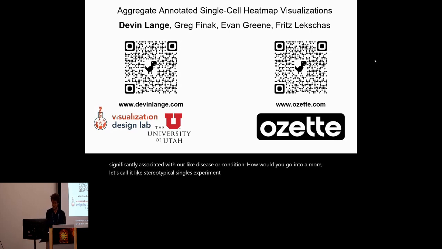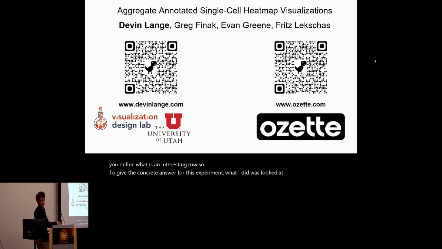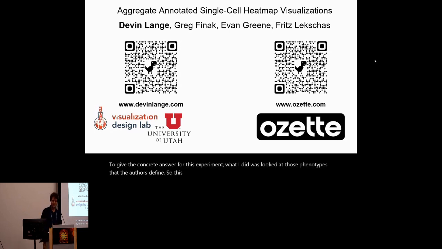Yeah, so the question I heard was, how do you define what is an interesting row? So to give the concrete answer for this experiment, what I did was look at those phenotypes that the authors defined. So this is kind of a proof of concept in this case. But you could do something like you're describing: for these 2 conditions, look at among these 500, which are the most statistically significantly different, and come up with some test that flags that. Of course, then you need to consider what your 2 groups are that you're defining, and that's not necessarily a trivial thing, but you could come up with some type of system like this.